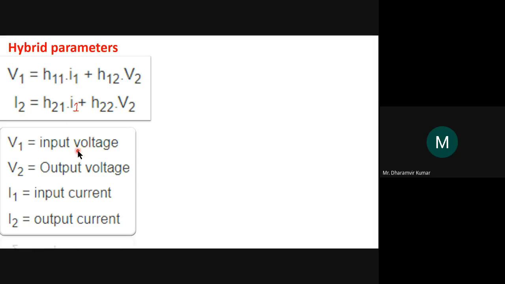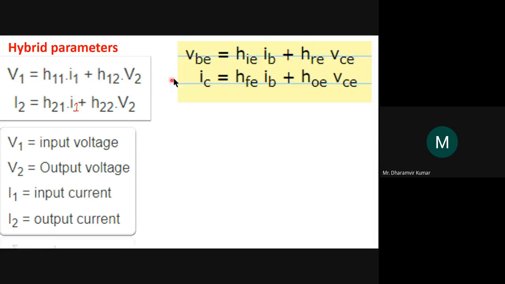Here V1 is the input voltage, V2 is the output voltage, I1 is input current, I2 is output current. And these are the hybrid parameter equations for a common emitter BJT. So how do we recognize that this is a common emitter?